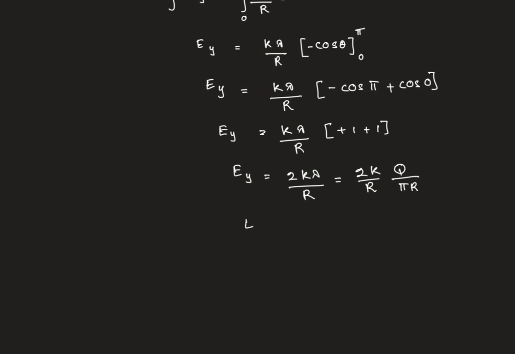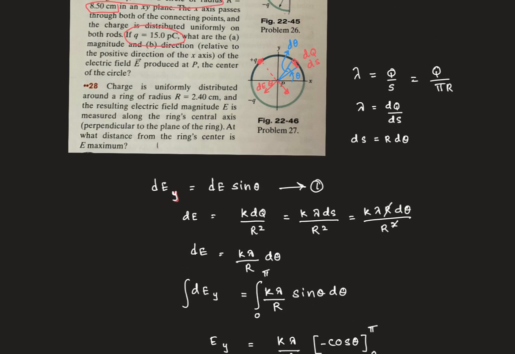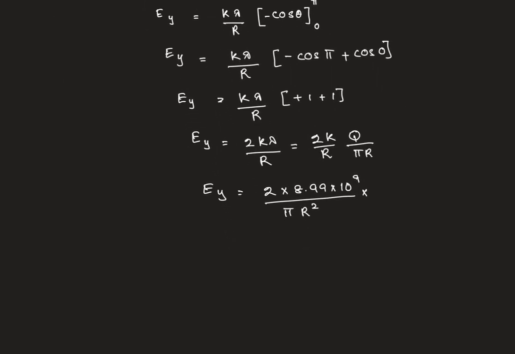So substitute the values that you know. 2 times, I think 8.99 times 10 to the 9. I am just writing these things from memory, so please double check them. And then you have pi r square down here. We know that r also. And q is, what is q? 15 picocoulomb, and that would be 15 times 10 to the negative 12.